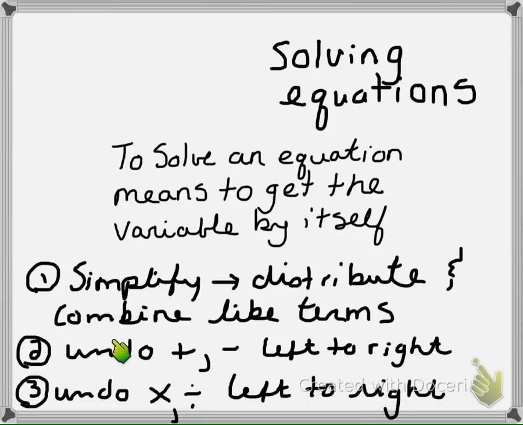And then you undo things that are with the variable, and you always want to remember to undo first addition and subtraction stuff, things that are being added to the variable or subtracted from the variable. And you do that from left to right. So you decide what to get rid of first by whatever's closest to the left. If addition's closest to the left, then get rid of addition. If subtraction's closest to the left, then get rid of subtraction first. And then last, you're going to get rid of multiplication and division. And you also do that left to right. So if division's closer to the left, do it first and then do multiplication. Always left to right.